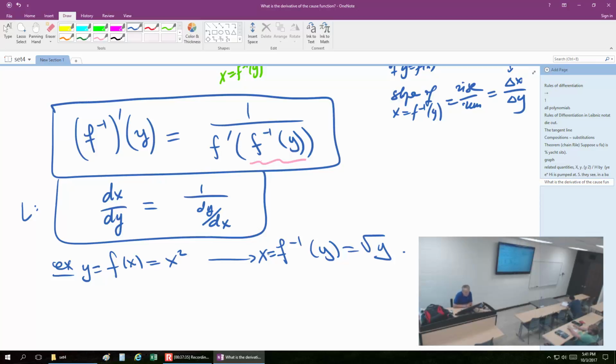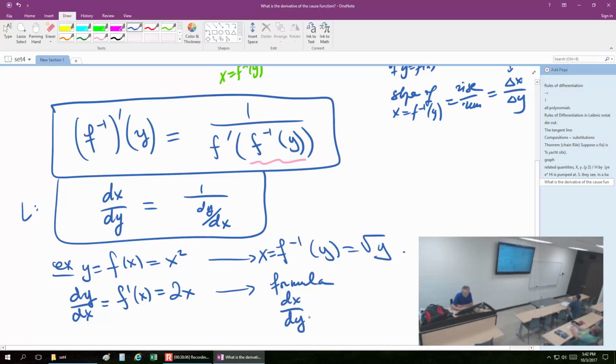Okay, so now we differentiate. In order to get the derivative of the new function, we need the derivative of the old function. So I write f prime of x is equal to 2x. Or you can write dy/dx, it's even better. Okay, so then by the formula, I don't want to differentiate the square root of y. Suppose we pretend that we don't know the answer. So we use the formula. And we have then dx/dy is equal to 1 over what?